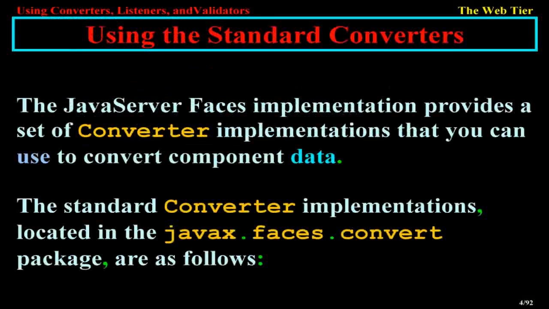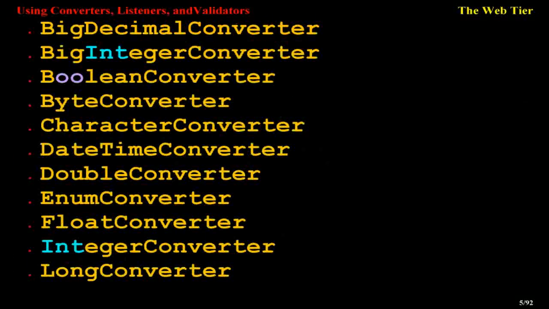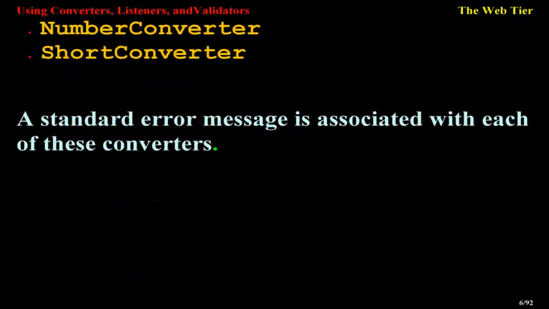Using the standard converters. The JavaServer Faces implementation provides a set of converter implementations that you can use to convert component data. The standard converter implementations, located in the JavaServer Faces convert package, are as follows: BigDecimalConverter, BigIntegerConverter, BooleanConverter, ByteConverter, CharacterConverter, DateTimeConverter, DoubleConverter, EnumConverter, FloatConverter, IntegerConverter, LongConverter, NumberConverter, ShortConverter. A standard error message is associated with each of these converters.